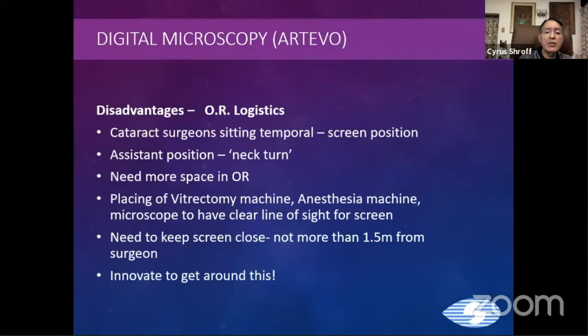Some of the disadvantages are OR logistics. The cataract surgeons sit temporal while doing combined surgeries. We sit at the head of the patient, so that sometimes can create some logistics issues. The assistant sometimes has to turn the neck to see the screen. You need more space. The placing of the vitrectomy machine, anesthesia machine, and the microscope have to be carefully planned. And we need to keep the screen close, about 1.5 to 2 meters at the most from the surgeon.